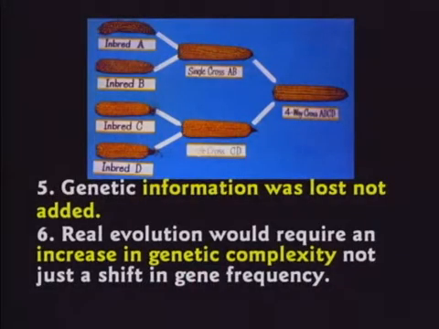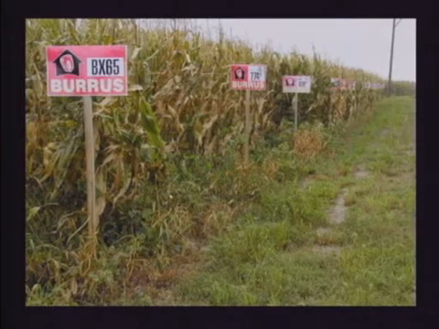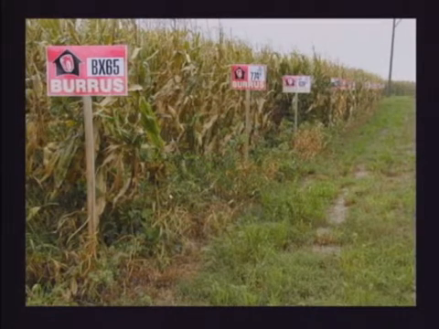Genetic information is lost, not added, when you get your variety. Real evolution would be an increase in genetic complexity, not just shifting of gene frequency. Now, I grew up in Illinois, corn country. Did you know there are so many kinds of corn down there, they have to number them? You're driving down the highway and you'll see a sign, you know, BX65. Don't mix it up with XL29, something will explode.